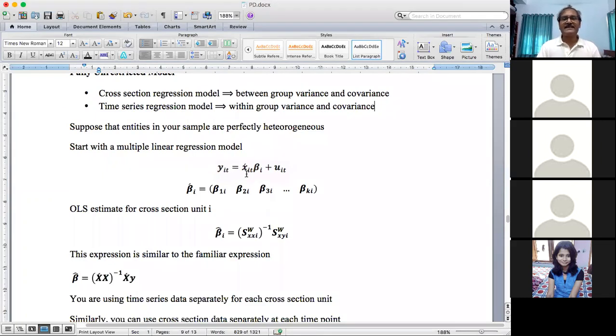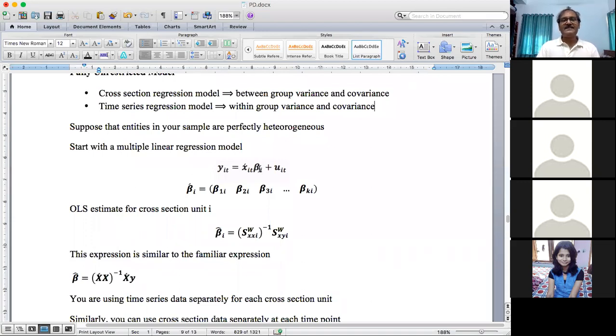Yi is equal to xi prime beta plus ui. But here we are using the suffix it. Yit is equal to x prime it beta i plus uit. Just concentrate on beta i. Normally we use beta. Now here we are using beta i.